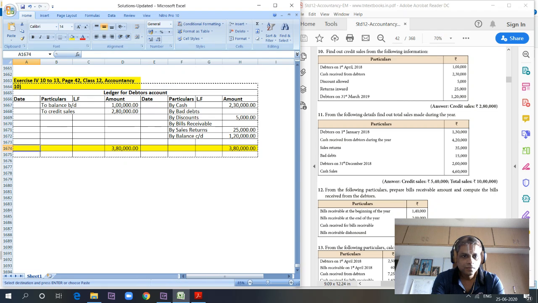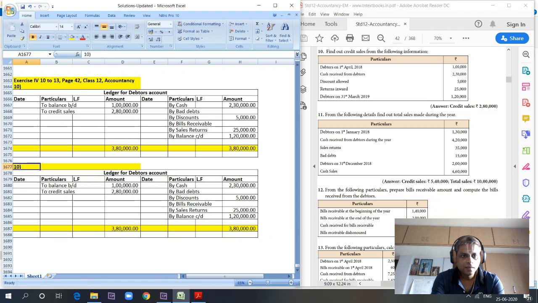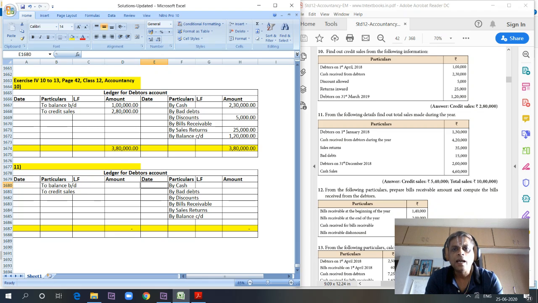Copying the format here in 11. I'll delete this. Students should understand I'm not putting anything on the dates, but it is imperative and mandatory that you update the dates when you prepare a ledger, because ledgers are prepared based on the transactions, on journal entries or basis the data available. So the dates are a more important factor when you prepare a ledger account. So the date has to be updated without any exceptions. Okay, let's get into the next one.